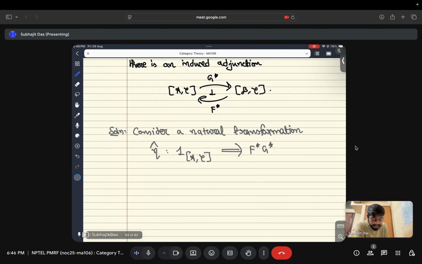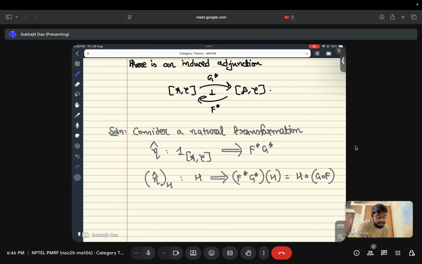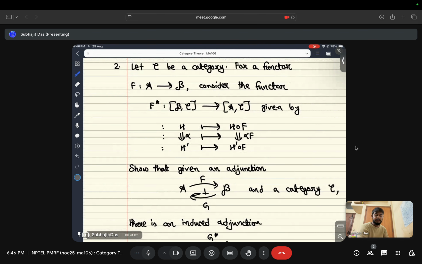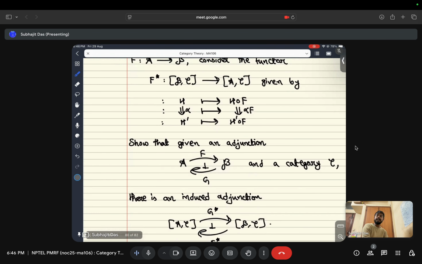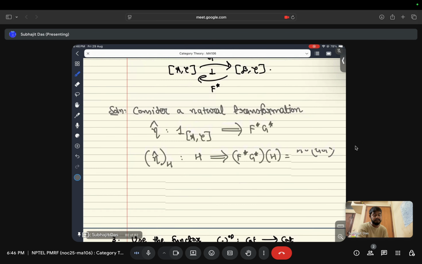Okay, and how do we actually define this? So eta hat, the component of this natural transformation at H, should be a map from the functor H to the functor H composed with G composed with F, which is F upper star G upper star applied on H. And we know that the unit eta of our original adjunction is a natural transformation from 1 to GF, and that is what we are using here.